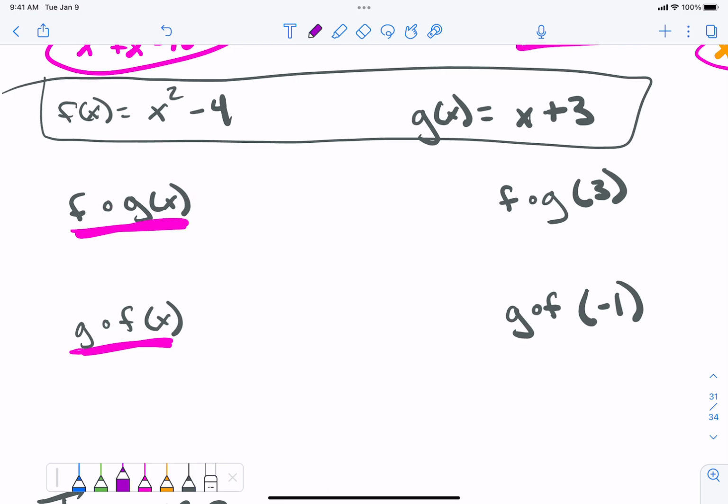F composed of g of x. That's the first one. Do that one first. Here's your f and your g. Plug those into each other. Isn't it like I have to do both?